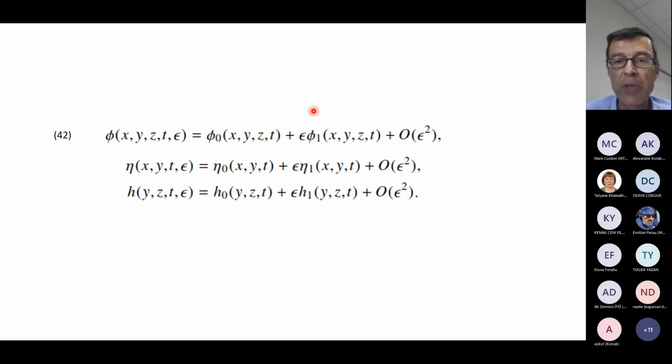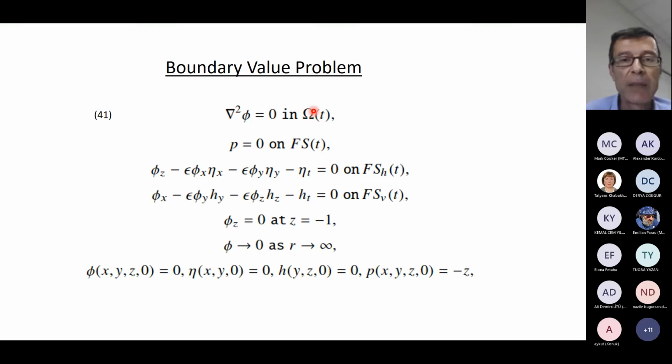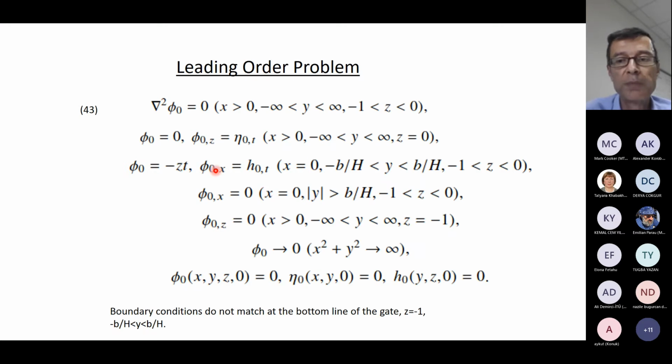Now, when epsilon approaches 0, first we replace those expansions in problem number 1, and then we let epsilon approach 0, so that we obtain the leading order problem. So this is the leading order problem, Laplace equation in the fluid domain. Now the dynamic condition and the kinematic condition at z equals 0, which is the horizontal free surface. Now the third one, they are the conditions on the vertical finite free surface, so y is between minus b over h and b over h, and z is between minus 1 and 0.